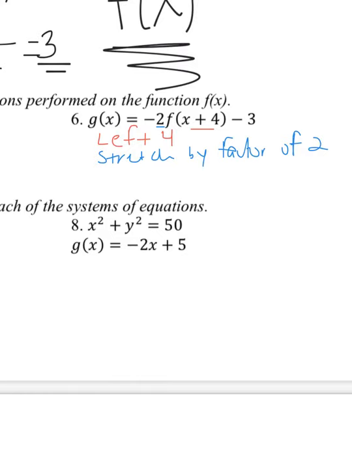The negative is a reflection. And because you are negating the entire thing, you are negating all of y, it's a reflection over the x-axis. And then the last thing is this -3. Tells me that I am also going down 3. Okay, so 4 things happening with number 6.